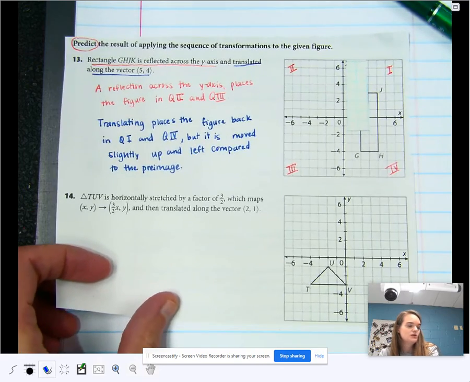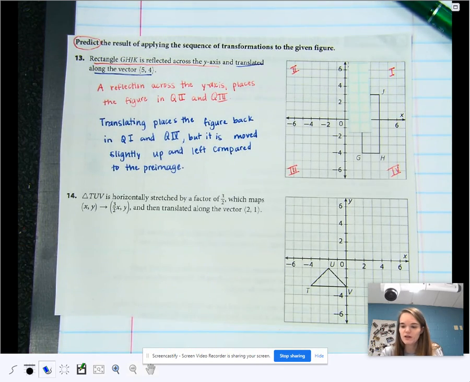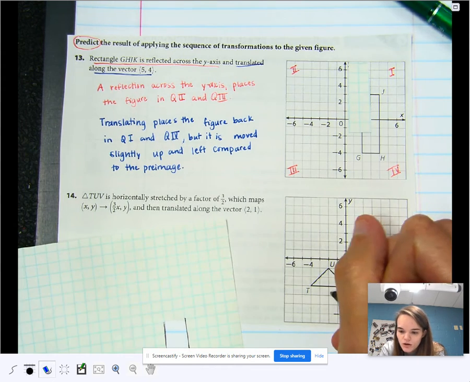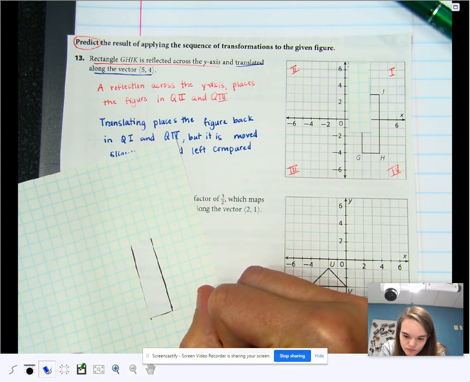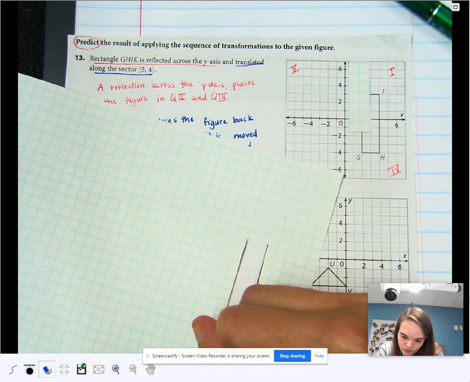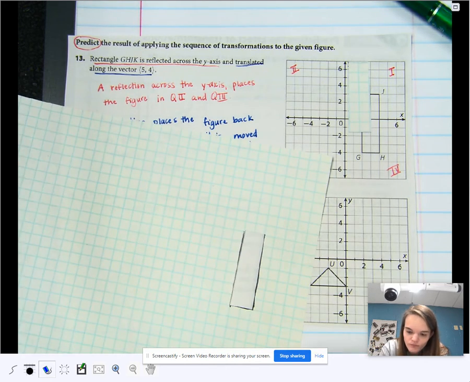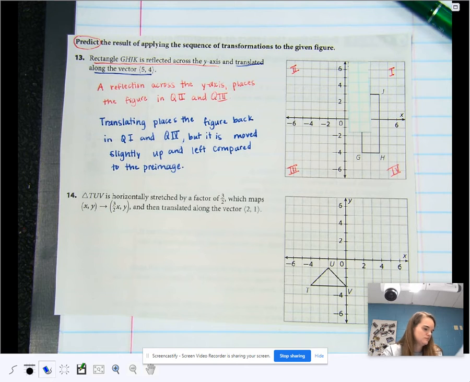I want you to try 14. You can either cut out an actual triangle or do something else. I'm going to cut out another triangle. Pause it and try it on your own. Okay. You've paused it. You've tried it on your own. The problem with this one is going to be that I'm stretching.